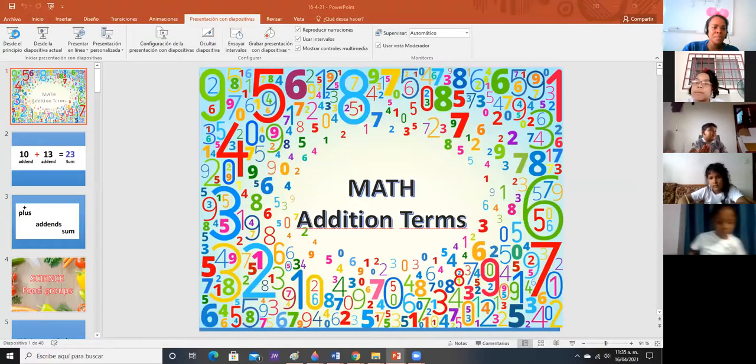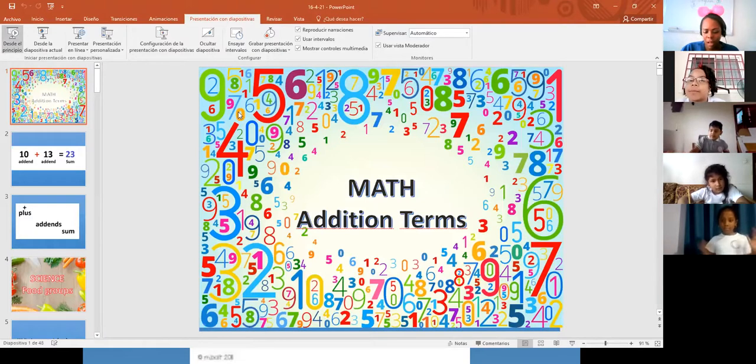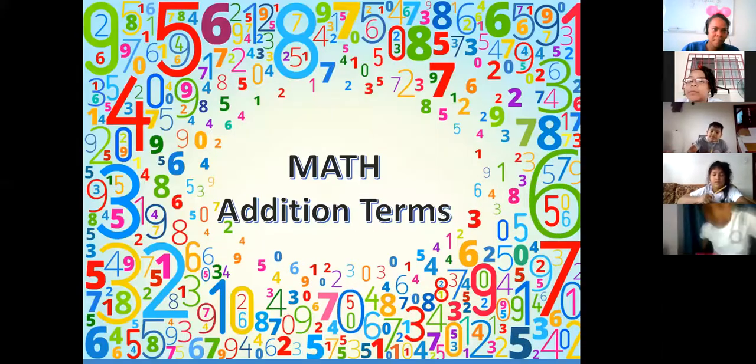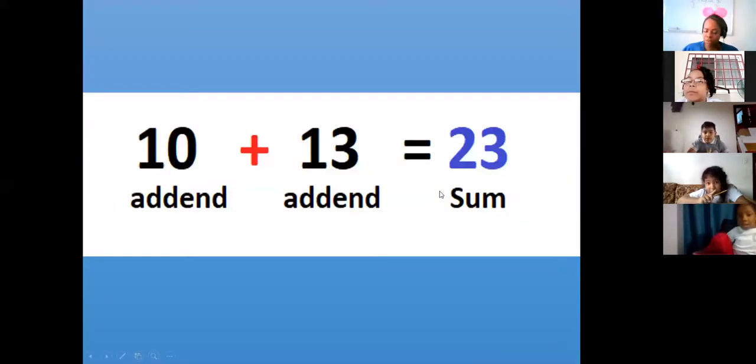Okay, math. In math, we have addition terms. And we're going to recognize them, the addition terms. Listen to me. We have an addend plus addend equals sum.